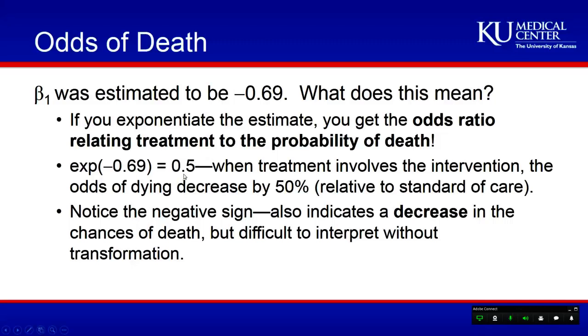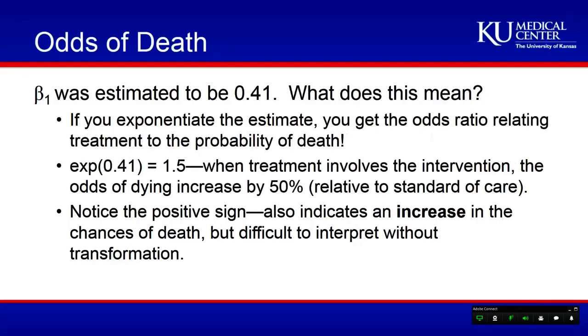So 0.5 is 0.5 units below that value where the odds would be the same, which is 1. And so the interpretation is that we see odds of dying decreasing by 50% in treatment relative to standard of care. 1 minus 0.5 gives me 0.5. That's a 50% reduction. Reduction because it's below 1.